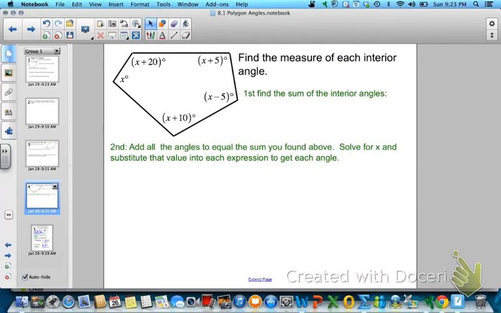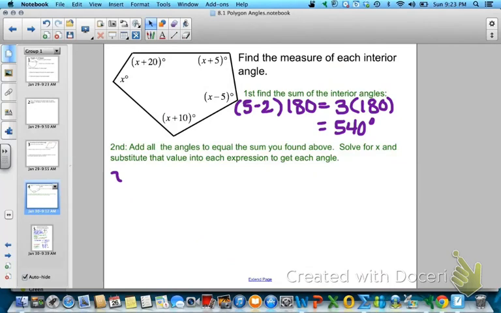In the next problem, let's do one more. This time I have a pentagon. There's 5 sides, so we want to find the measure of each interior angle, so we've got to find the sum and then take all of those expressions and add them up to get the sum for a pentagon. And the sum for a pentagon is 5 minus 2 times 180, which is 3 times 180, which is 540 degrees.